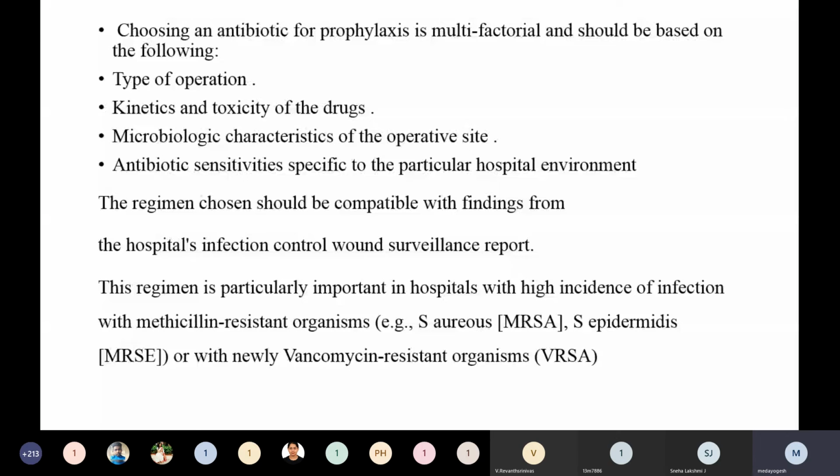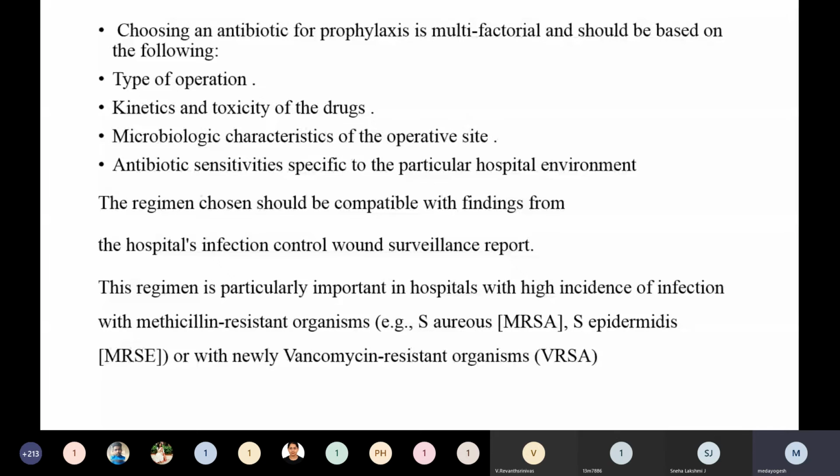So when you are choosing a drug for prophylaxis, again different factors play a role, and it should be based on the type of operation, kinetics and toxicity of the drugs, microbiologic characteristics of the operative site, and antibiotic sensitivity specific to the particular hospital environment. The regime should be compatible with findings from the hospital infection control wound surveillance report. This is very, very important to prevent emergence of resistant organisms.